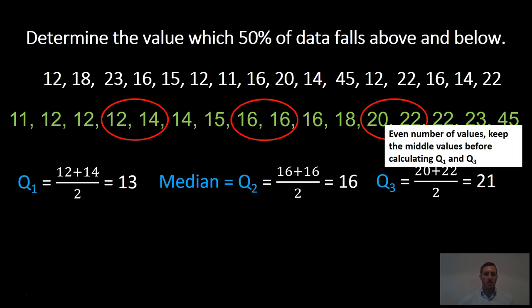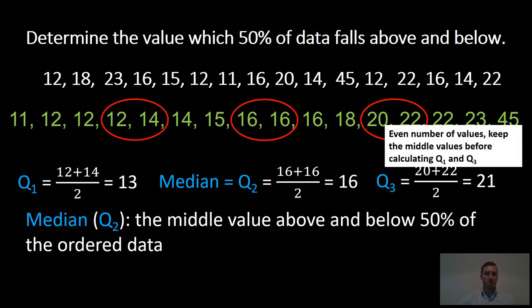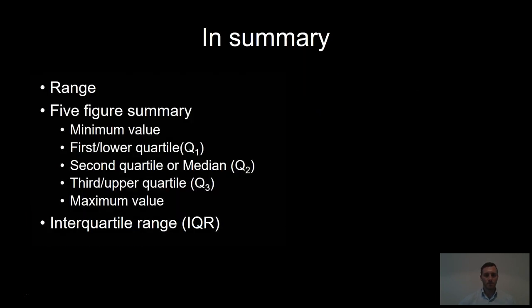Here we are asked to determine the value that 50% of the data falls above and below. We know that the median splits the data into two halves. Therefore, 50% of the data falls below the median, and 50% of the data is above the median. Therefore, the answer is Q2, which is 16. So 50% of data values fall above and below Q2, or the median.